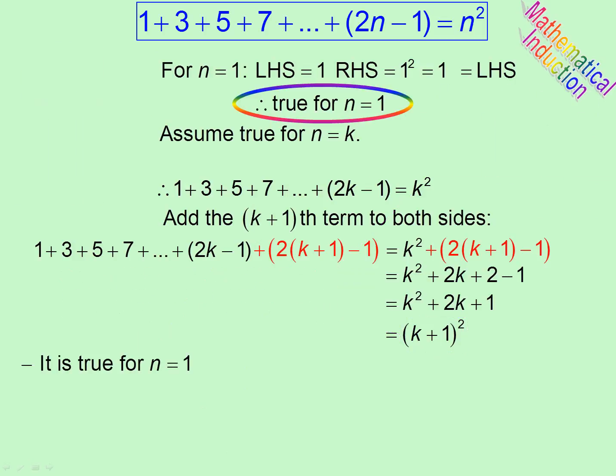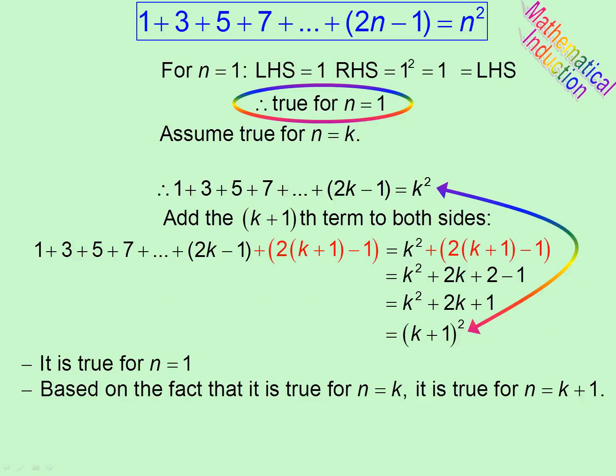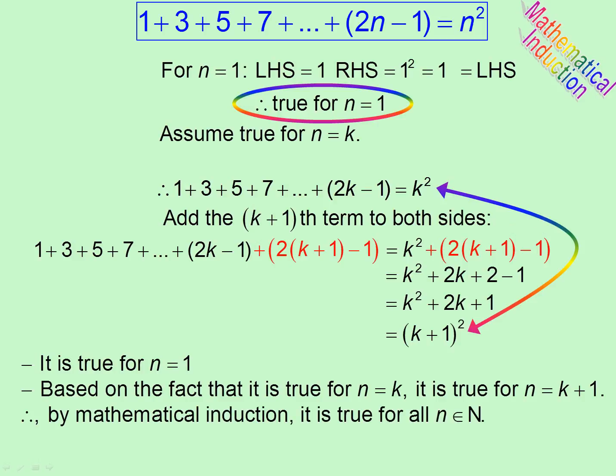True for n equals 1. True for n equal to k means true for n equal to k plus 1. Therefore, true for all n elements of natural numbers by mathematical induction.